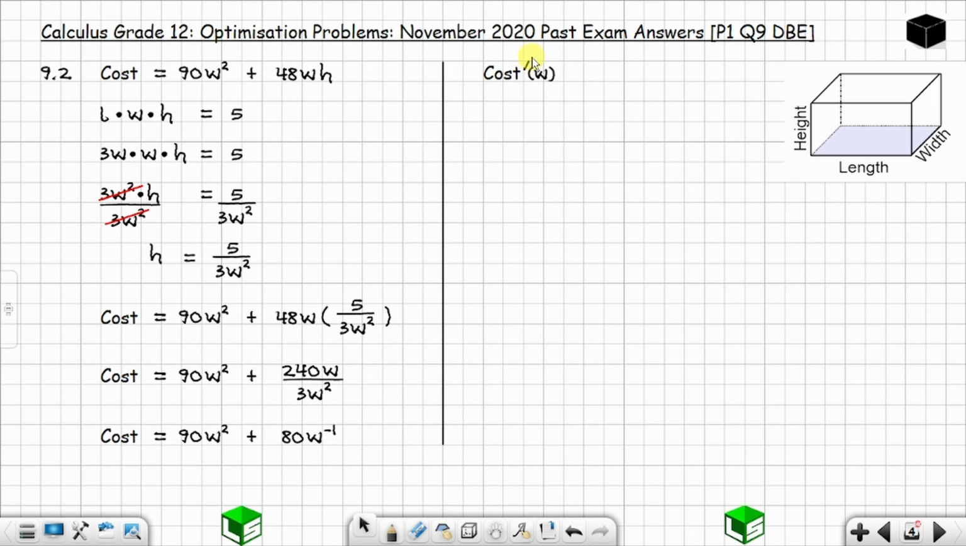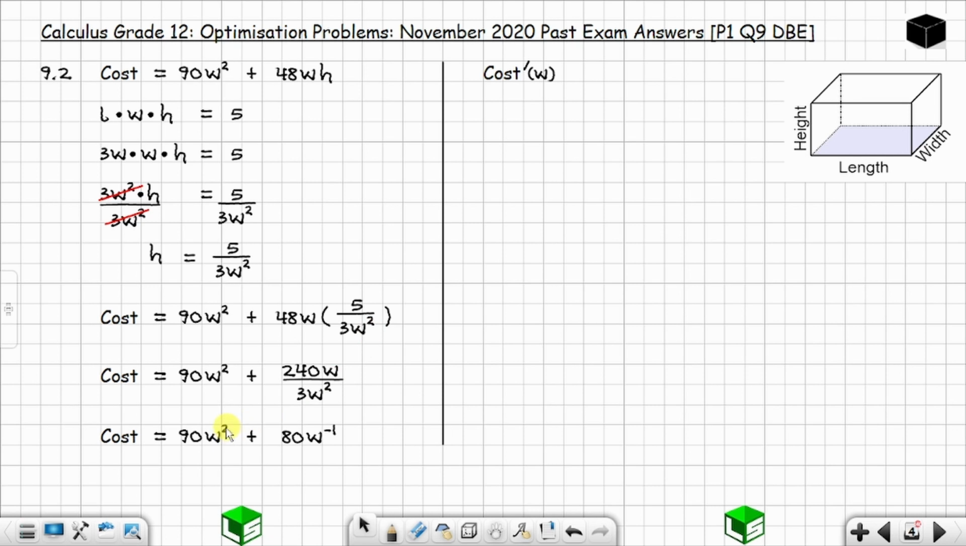Cost dash there with respect to the width. From here you can now find the width that will give you a minimum cost. You have to take the derivative of the cost, make it equal to 0, and solve for the width. Let's do that. So I hope you know your calculus. Now let's take the derivative of the cost.